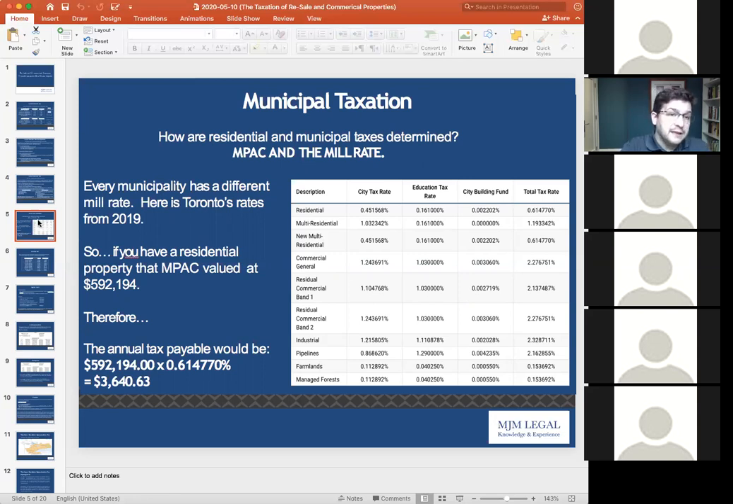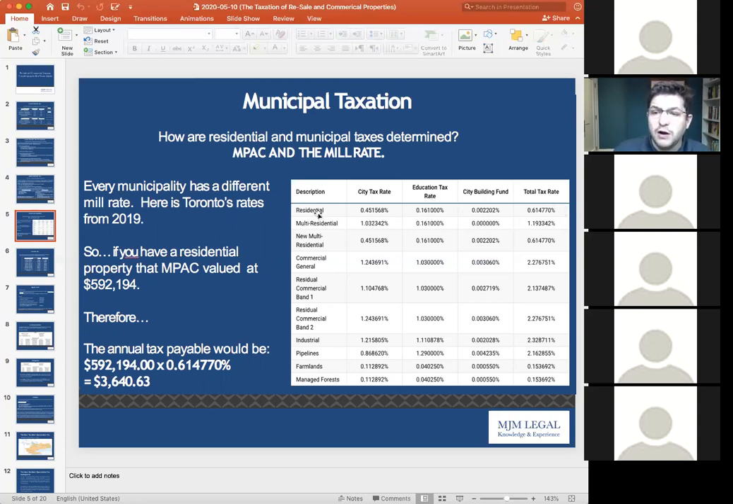Usually a value that's a bit less than what the market will bear, but it is the assessed value, the value that the government of Ontario is providing to the property. That value is critical because that value is then multiplied by what is called the mill rate. The mill rate is what is produced by the cities, every municipal jurisdiction, every single year. And in this instance, you'll see that I picked Toronto's mill rate from 2019.